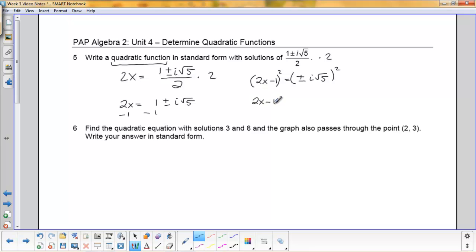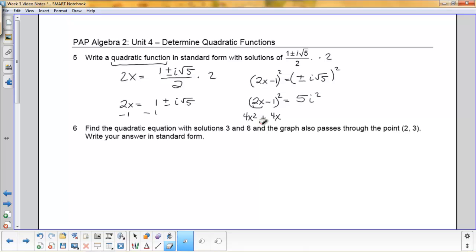So I get 2x minus 1 quantity squared equals the square root of 5 squared, which is 5, times i squared, which is still negative 1. So now I'm going to multiply this out, and I get 4x squared, because remember a is 2x, so 2x squared is 4x squared, and that's going to be plus 2 times a times b, so that's going to be 4x.